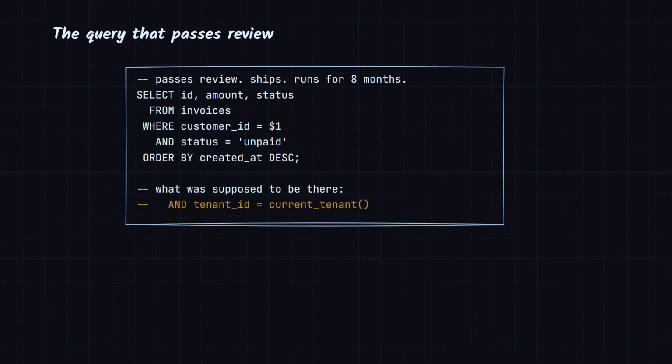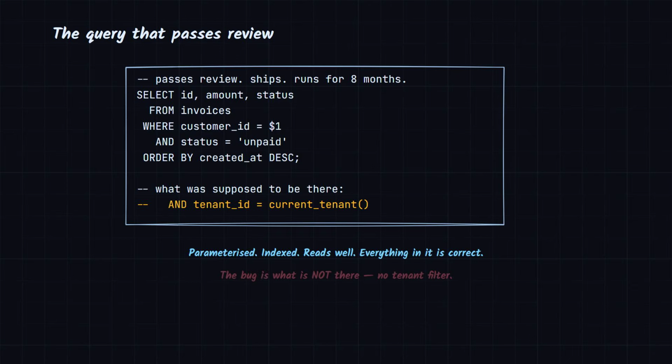Now look at what happens when it runs. It does not error, it does not warn. It returns rows, more rows than it should, and the API happily serializes them into somebody's browser. The failure mode of a missing where clause is a successful response.